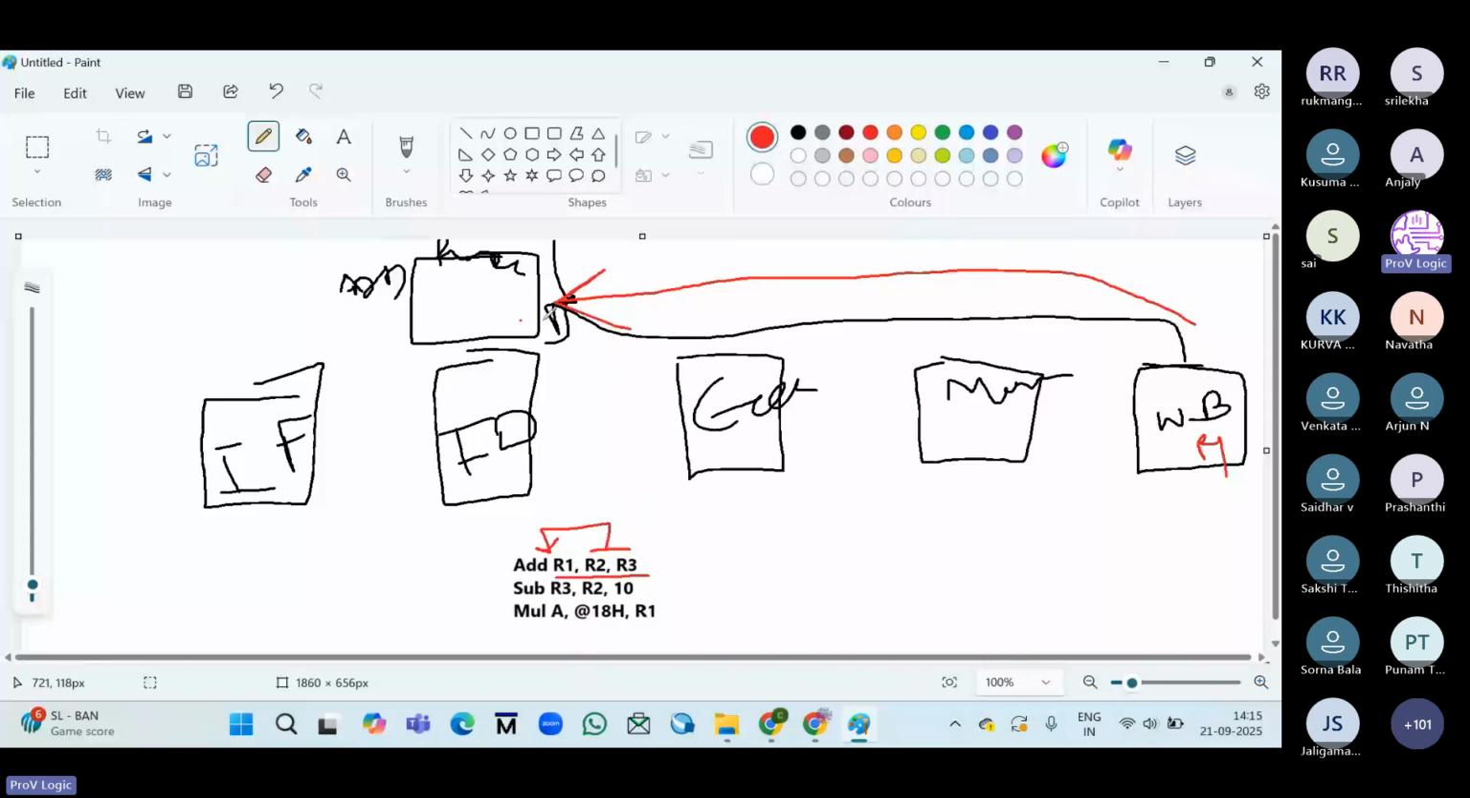Like that, here R2 is there. Again for subtraction, we are doing the subtraction of R2 and 10. That value is updated to R3. So that's why it again should go to the write back stage and store the data into the register file. And in multiplication, we are doing the multiplication of R1 data and 18. That means whatever updated value R1 got from the addition operation, for that updated value we are doing the multiplication with 18, and storing that value into A. That's why the register write back stage is very important.